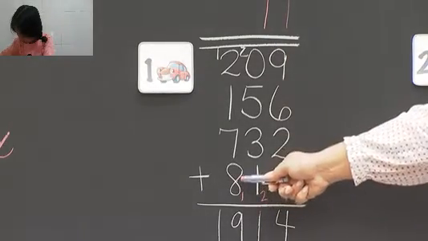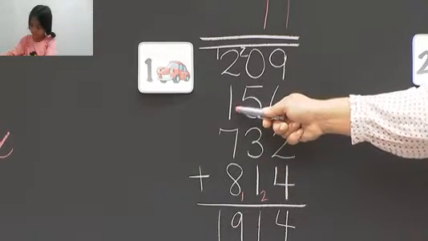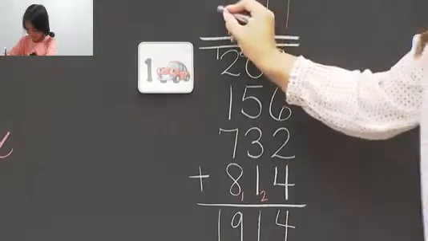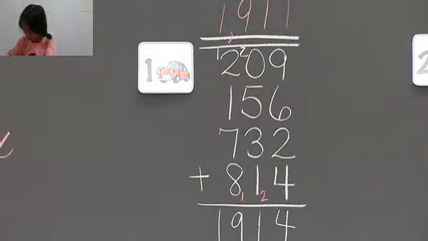1 plus 8 is? 9. 9 plus 7 is? 16. 16 plus 1 is? 17. 17 plus 2 is? 19. So when we add in that final comma, the number is 1,911. Do the answers match? Anna? No. So what do we need to do?